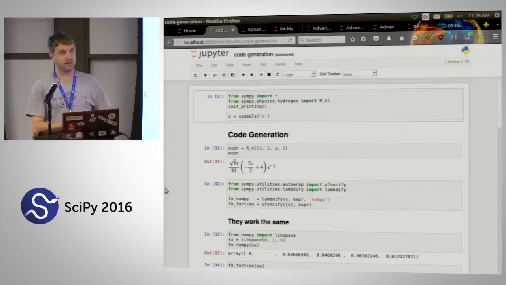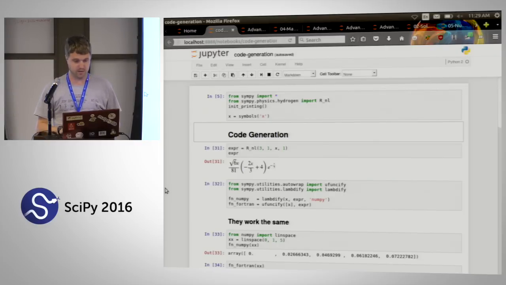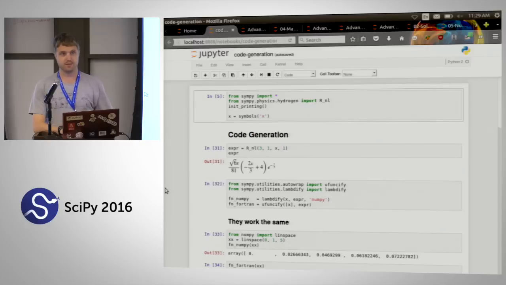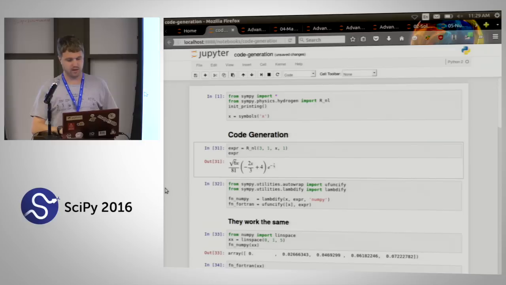If you downloaded the examples before last night, you may not have this one. I'm just going to do some really basic walkthrough on some of the code generation stuff. This should answer some of the questions about how to make SymPy evaluate things faster.